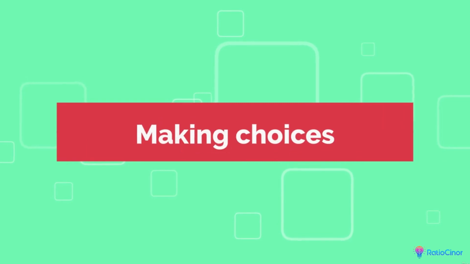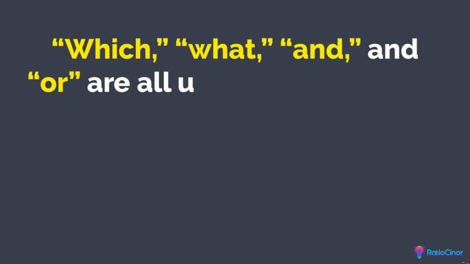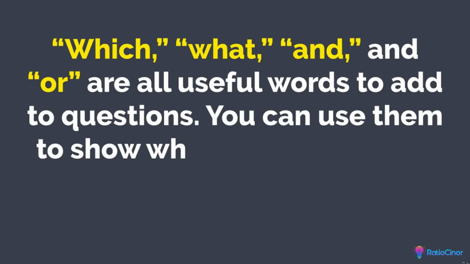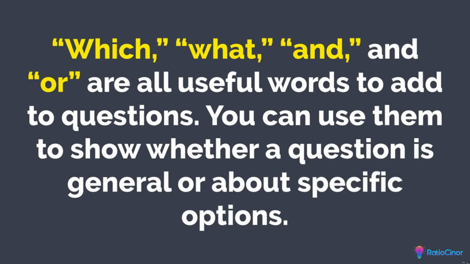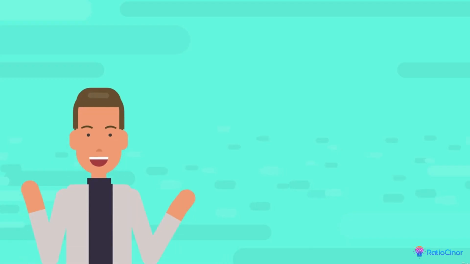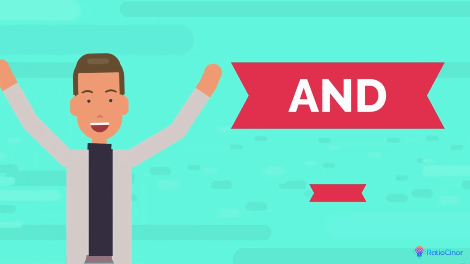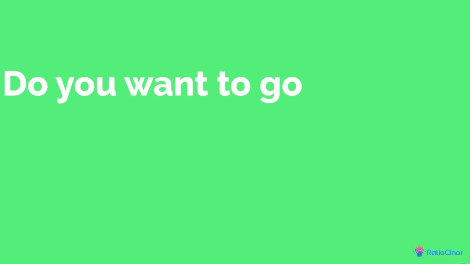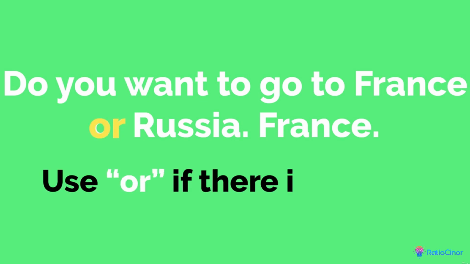Making choices. Which, what, and, or are all useful words to add to questions. You can use them to show whether a question is general or about specific options. Use and to ask about more than one thing, and or for choices and alternatives. Do you want to go to France or Russia? France. Use or if there is a choice.